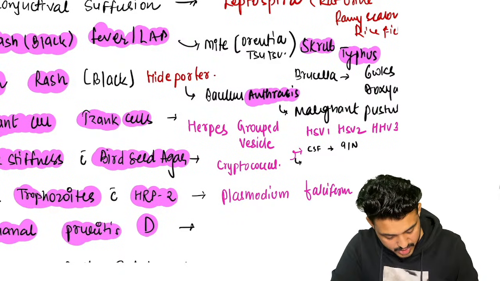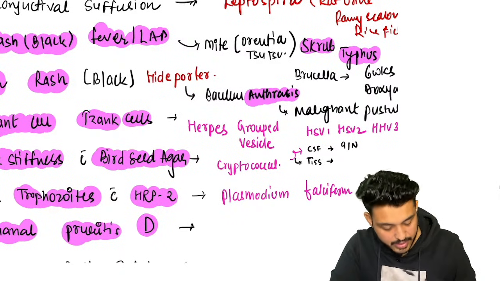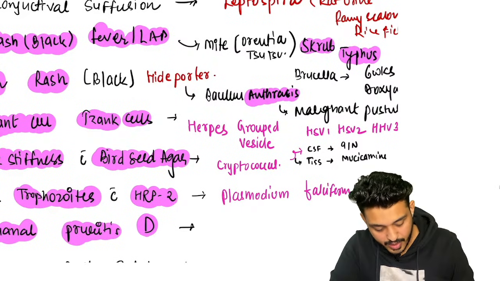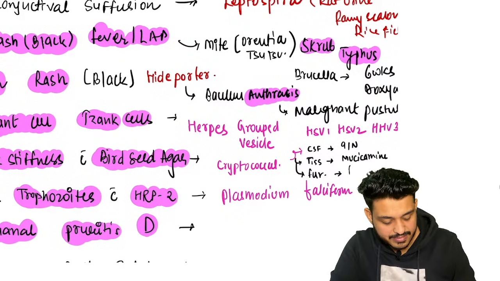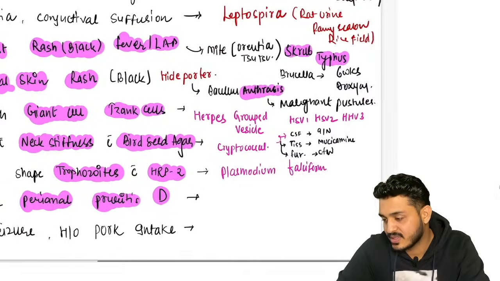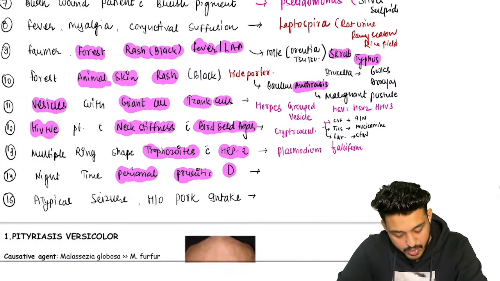For a tissue sample, you are going to use what? Mucicarmine stain. For fluorescent microscopy, you are going to use what? It is a fungus, so calcofluor white you can use. Calcofluor white. This is how we can make the diagnosis of cryptococcal meningitis.